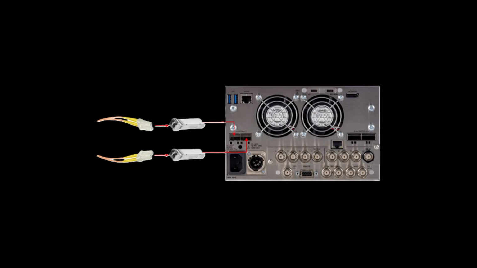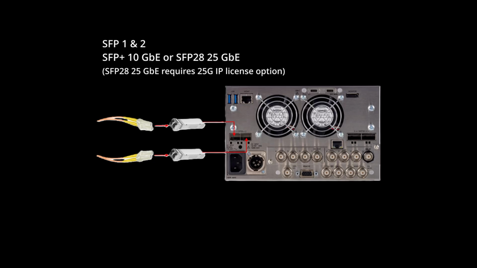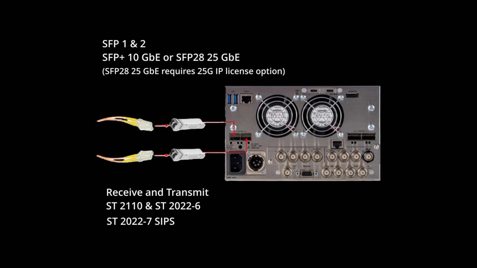The LPX500 supports multiple link rates for IP connectivity. 10 gig connectivity is supported out of the box using the optional SFP plus 10 gig interfaces. 25 gig connectivity is also supported using the optional 25 gig IP license and SFP28. You can receive multiple streams using ST2110 or ST2022-6.